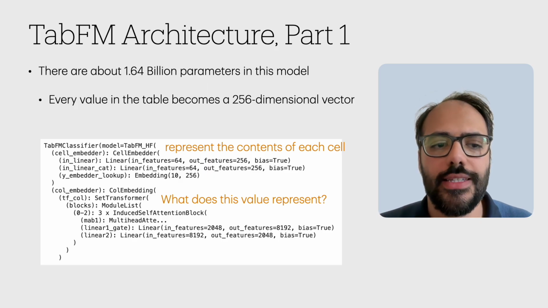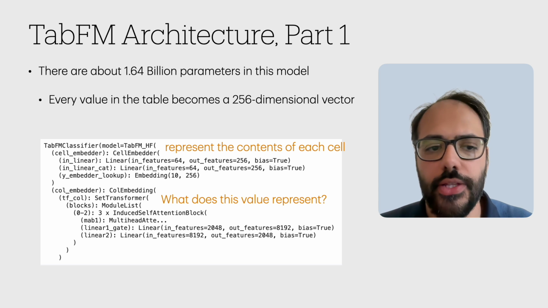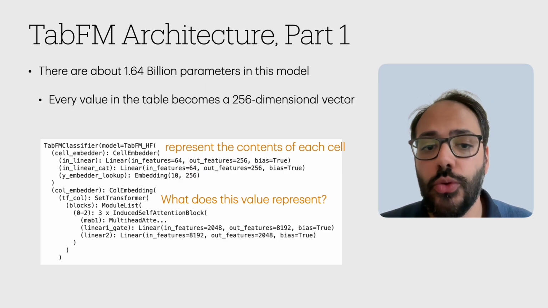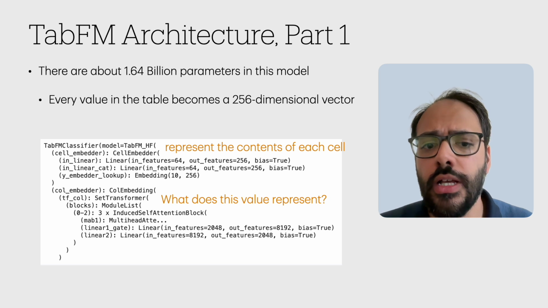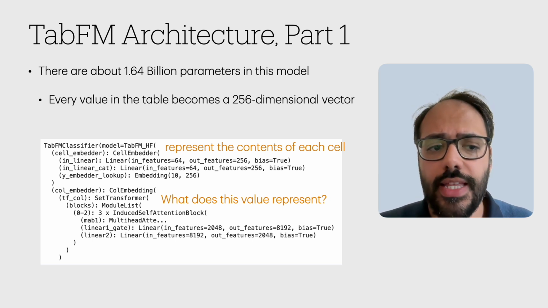The first one is this part which says cell embedder. And there are two parts here: one that is for numerical values and one that is for categorical values or categorical cells. And you can see that that one has this CAT. Also, interestingly, they're using embedding for the labels too. And all of them are mapped to 256 dimensional vectors. So this allows us to handle all kinds of tabular data sets or tables, regardless of whether they have numerical or categorical features.